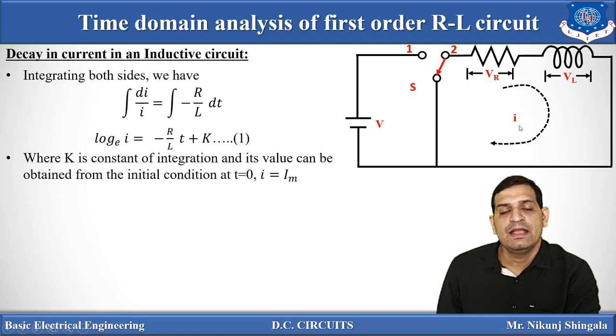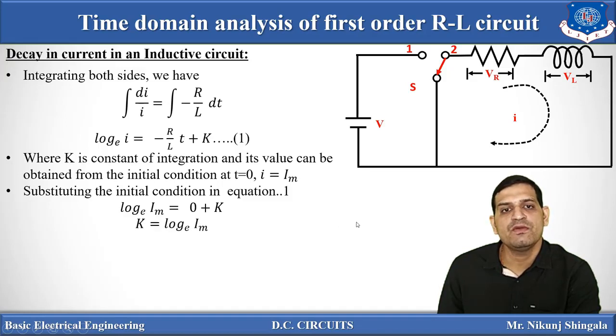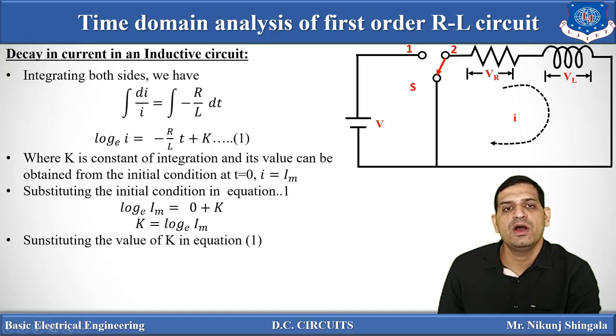Now in this circuit, when the switch was thrown to position 2, at that time the current was maximum. At time t = 0, the value of the current was Im. If we put this initial condition in equation 1, we get log Im = 0 + k, because t is 0. So k = log Im. Now if we put this value of k in equation 1, we get log I = −(R/L)t + log Im.